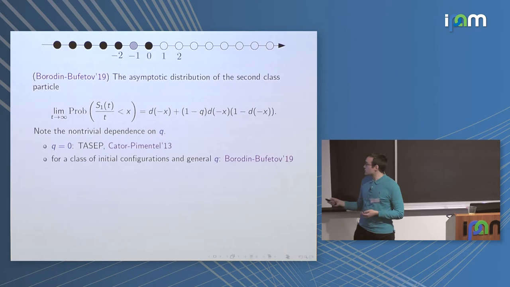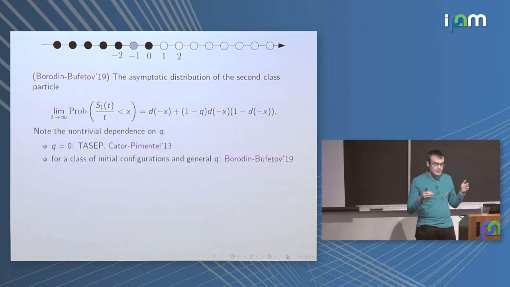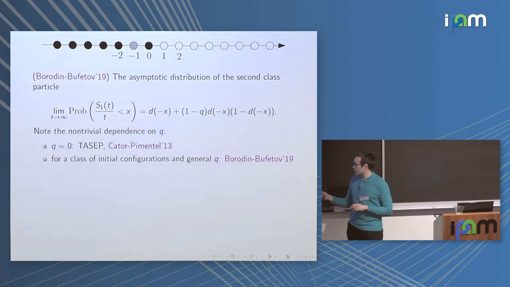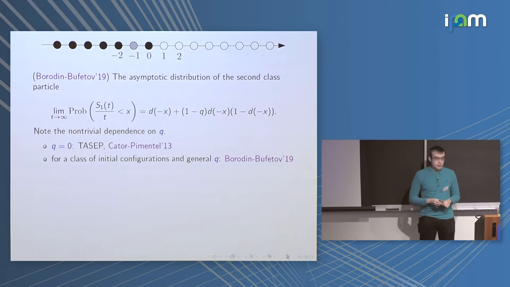So for some questions, one can say that ASEP is just like a TAZRP which just slowed down, but that's not what is happening here. So for second class particles, the distribution non-trivially depends on q. So this is one type of asymptotic result about second class particles.